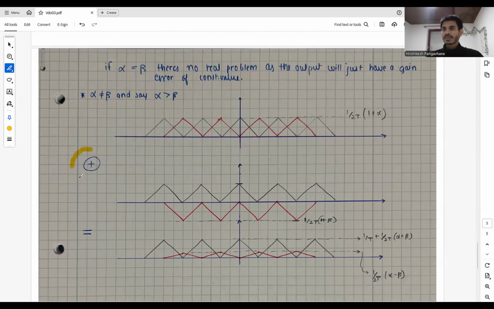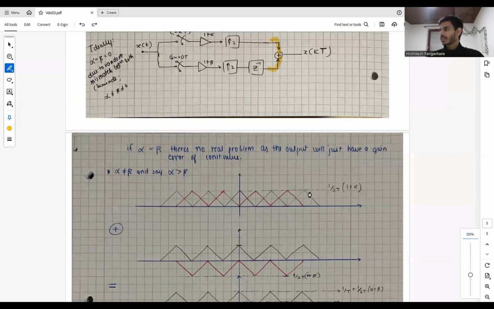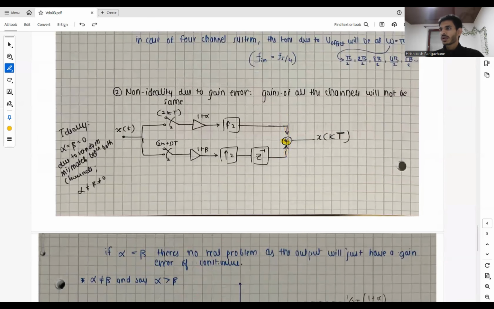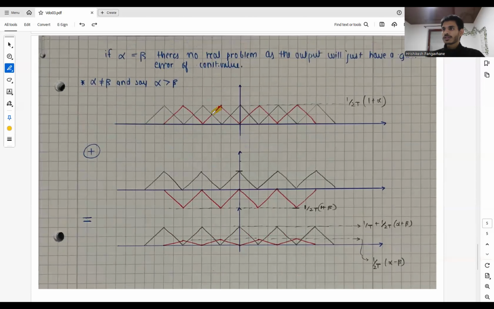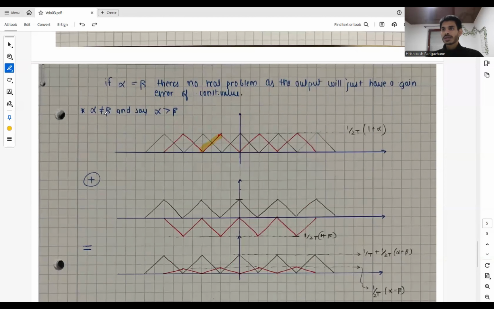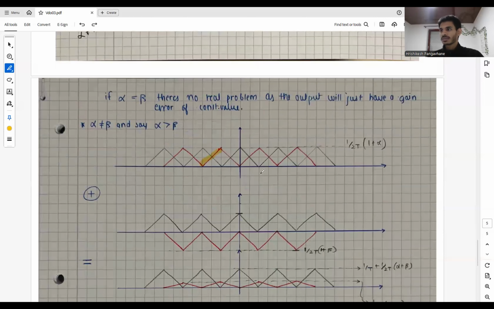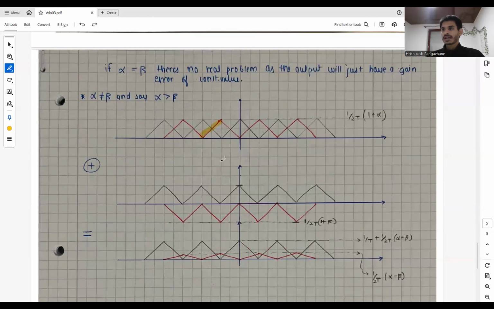So when we add them at this point to get the output, the noise parameters cancelled each other, right? So there was no aliasing. But now, as alpha is not equal to beta, the gain is not the same, so the amplitudes are not the same. And as alpha is greater than beta, this amplitude will be greater than this amplitude. So even though this amplitude cancels some part of this amplitude, still a little part of this amplitude is remaining in the output spectrum.